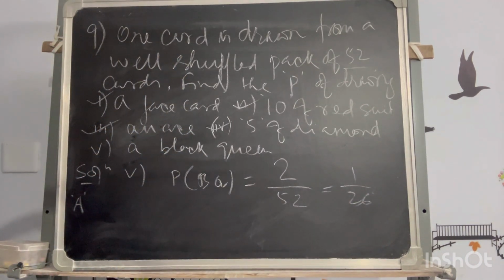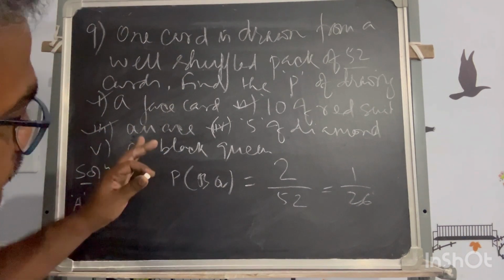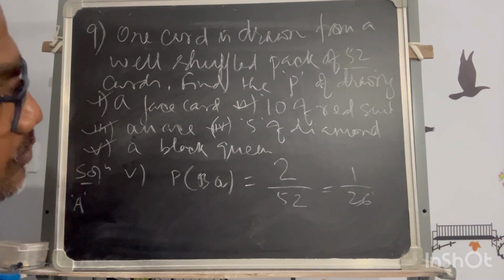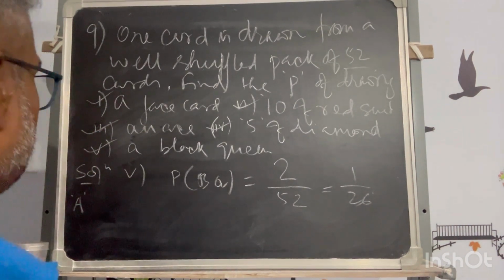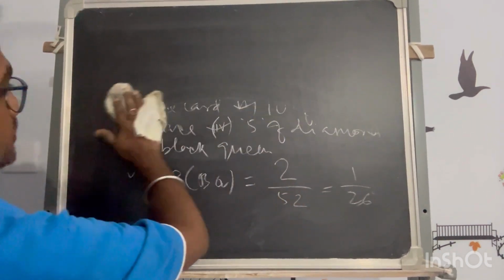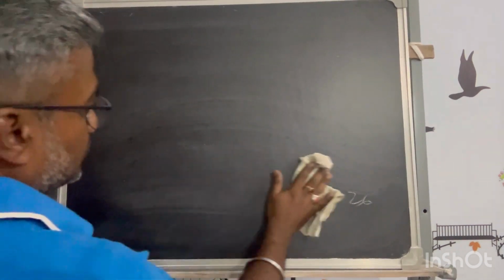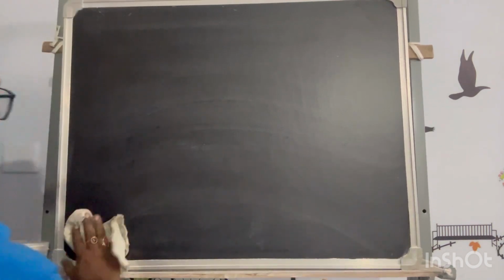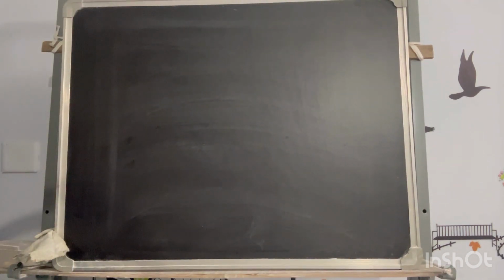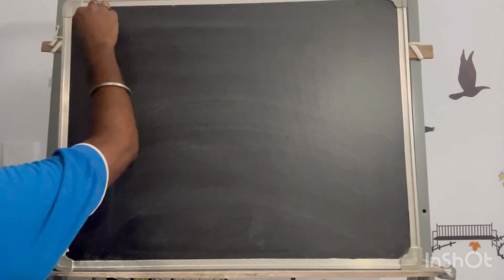Understood? So you must be familiar with the cards. Every card you have to see separately, and you have to remember the variety of the cards, and you have to know what is what. Then only you can answer the question. Understood? So we'll move to problem number 10.